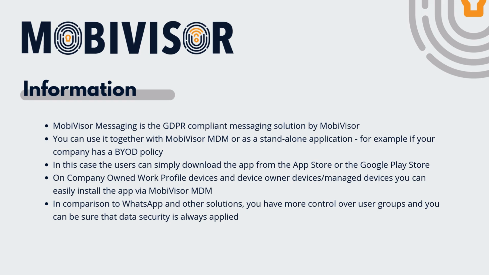Let's start with some general information. MobiVisor Messaging is the GDPR-compliant messaging solution by MobiVisor. You can use it together with MobiVisor MDM or as a standalone application, for example if your company has a BYOD policy. In this case, the users can simply download the app from the App Store or the Play Store. On company-owned work profile devices and device owner devices or managed devices, you can easily install the app via MobiVisor MDM. In comparison to WhatsApp and other solutions, you have more control over user groups and you can be sure that data security is always applied.